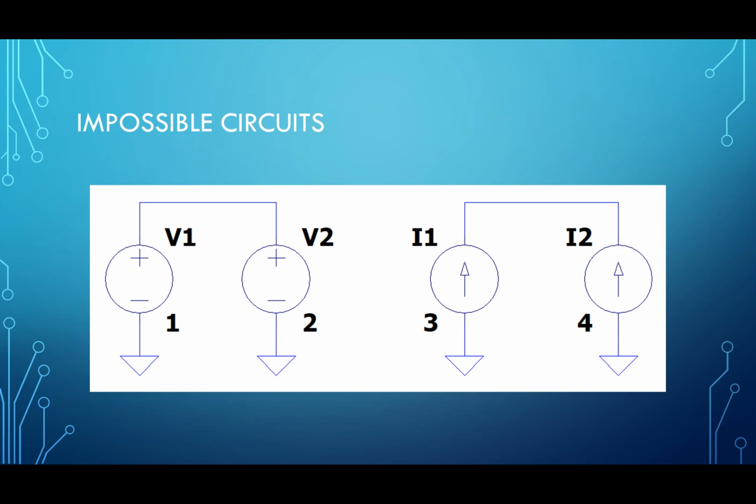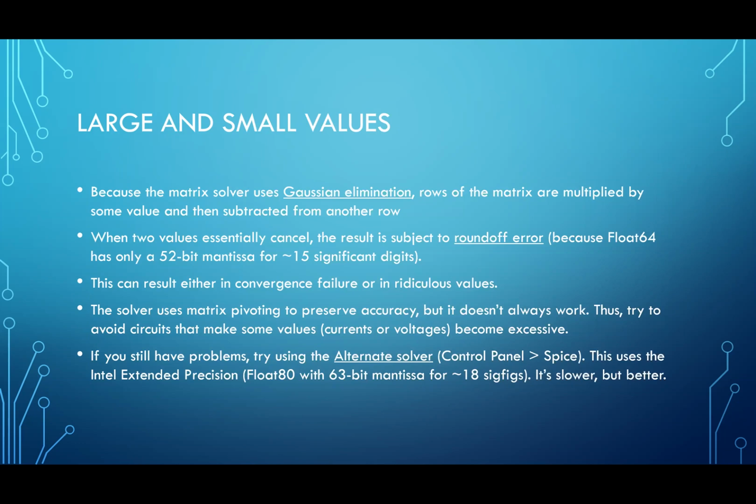And so sometimes, you have to know what you're looking at a little bit in order to figure out what's going wrong. Because the matrix solver uses Gaussian elimination, rows of the matrix are multiplied by some value and then subtracted from another row. When two values essentially cancel, the result is subject to round-off error. Internally, the simulator uses float 64, the IEEE standard, which has a 52-bit mantissa, which gives you about 15 significant digits in decimal. So, say for example, you have two rows, and of course, when you perform Gaussian elimination, you fully cancel one element of one of those rows. That's the whole point. But another element within that row can potentially almost cancel.